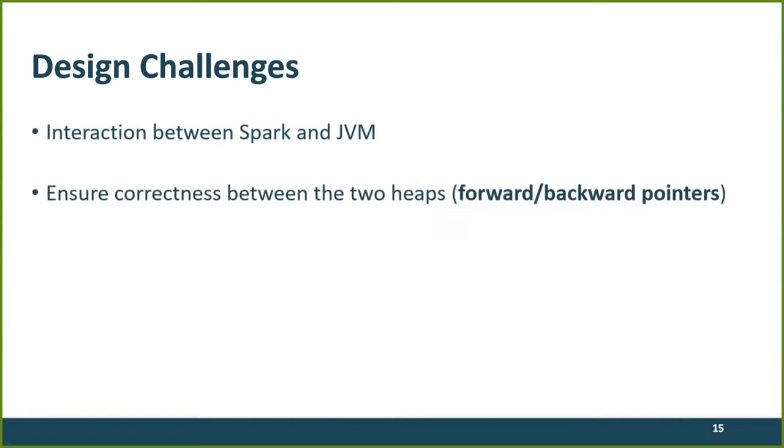The design challenge we had to solve is the interaction between Spark and the JVM to ensure correctness between the two.